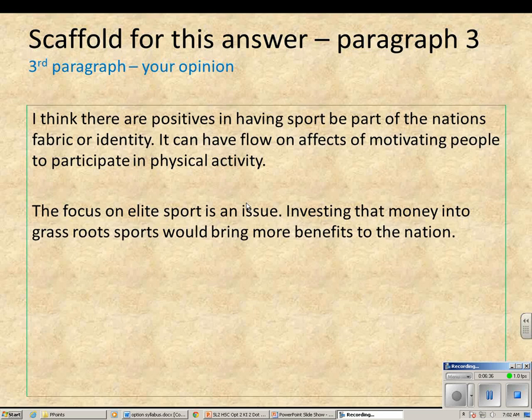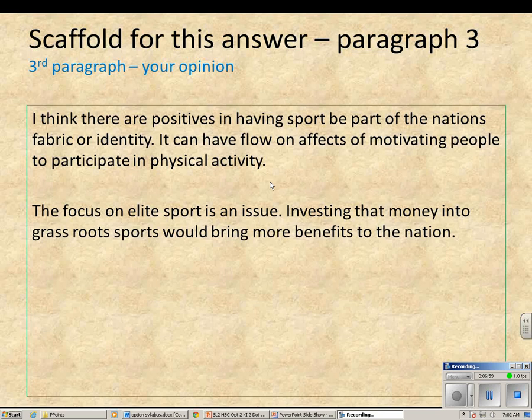What I mean by that is when an Australian enjoys sporting success, whether it be on the golf course or on the tennis courts, there's normally a flow-on effect from that. So when, for example, Adam Scott recently won the US Masters golf, there would have been a spike in the number of people playing golf after that. It has a motivating effect on people to participate in physical activity, and that's a good thing.